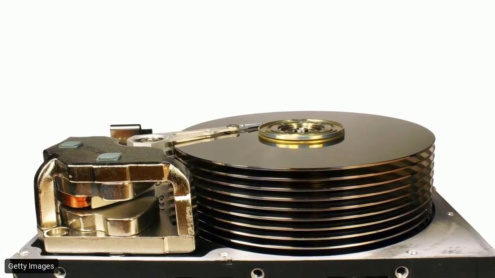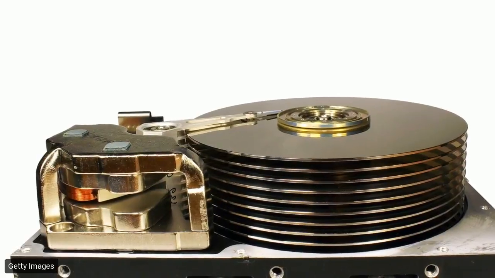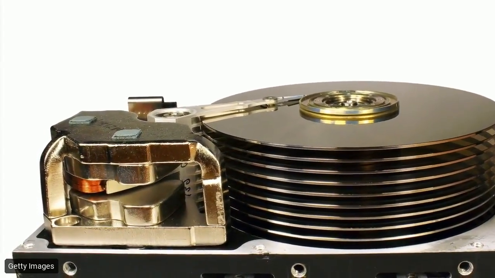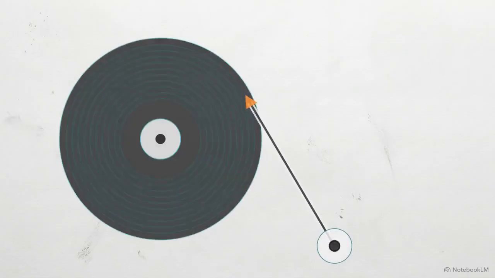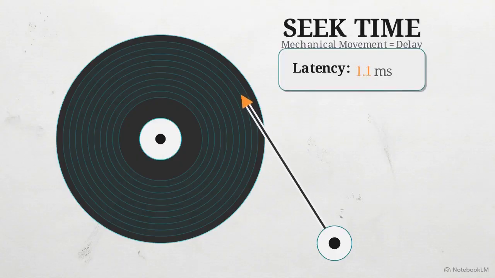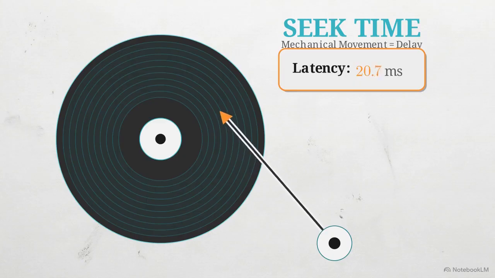To actually read that spinning data, an actuator arm swings across the disk. Because this read-write head relies on physical movement rather than purely electrical signals, it introduces a significant mechanical latency that electronic components simply cannot bypass. The delay caused by the arm traveling from one track to another is known as seek time. Every millimeter of travel costs milliseconds of processing speed.